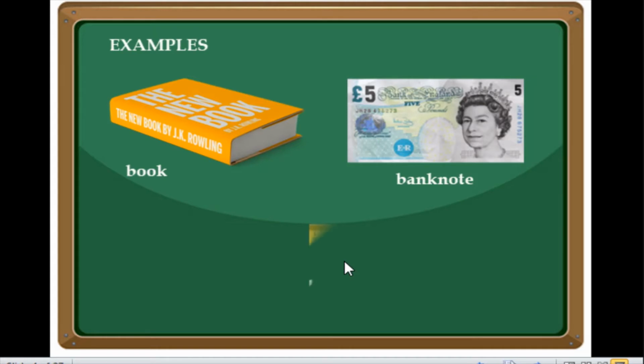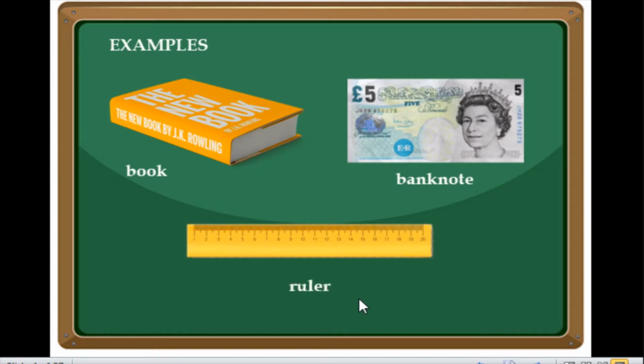Another one. Very familiar to you, right? This is an example of an equiangular quadrilateral. A ruler. These are just a few of the examples of equiangular quadrilateral objects: book, banknote, and a ruler. Can you still find more objects same as these? There are a lot more.